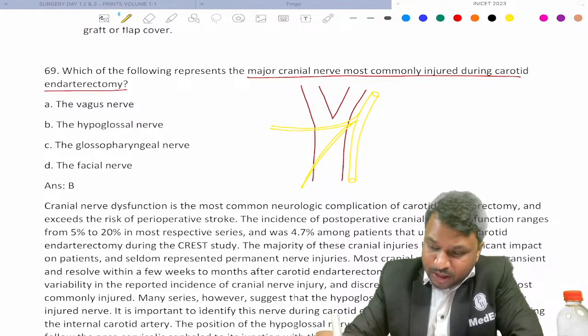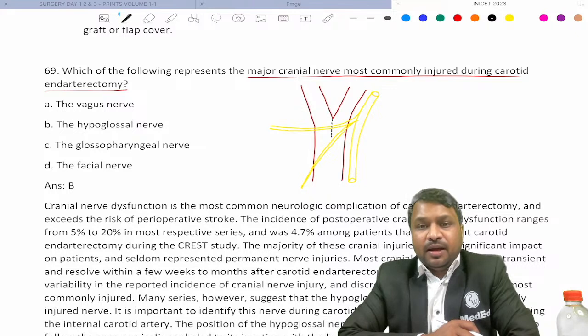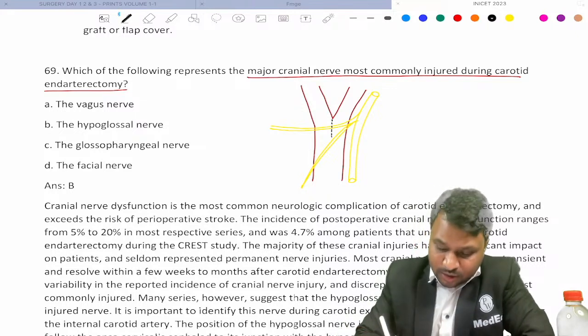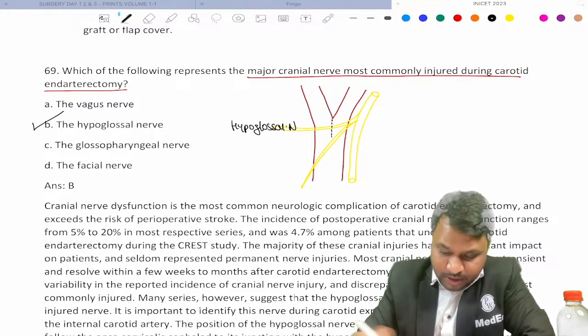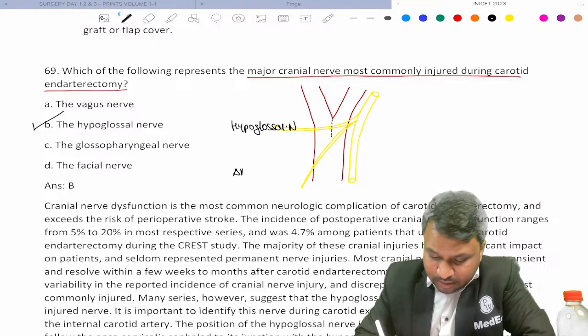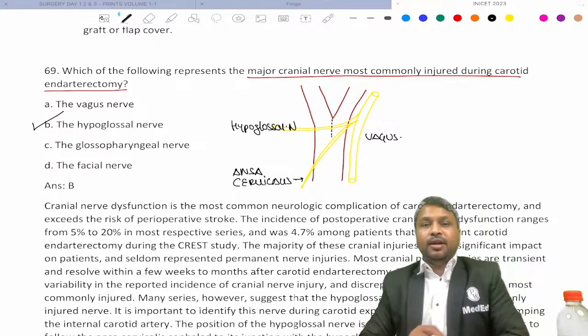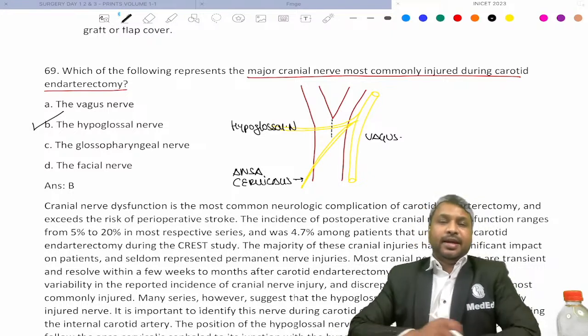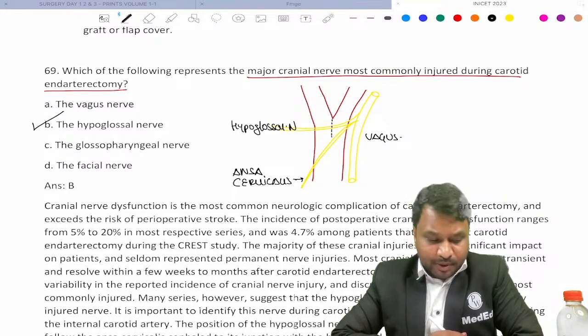So, when you're doing a carotid endarterectomy, usually we incise at the level of the bifurcation, and this is your hypoglossal nerve. So, hypoglossal nerve is the most commonly damaged. This is your ansa cervicalis. This happens to be the vagus, right? So the one nerve that overrides the carotid vessel is your hypoglossal nerve, and that is the most common nerve injury that is going to happen. Right.